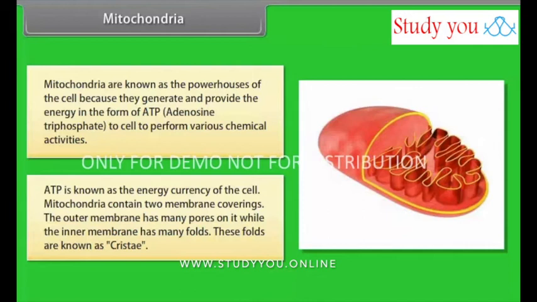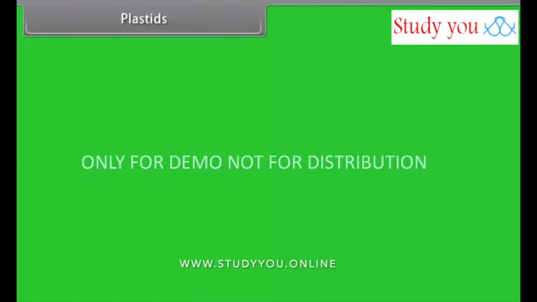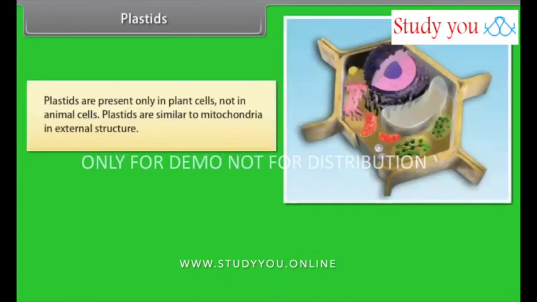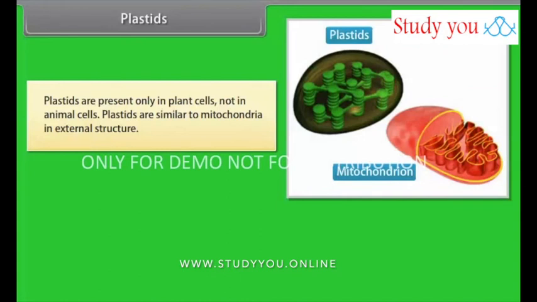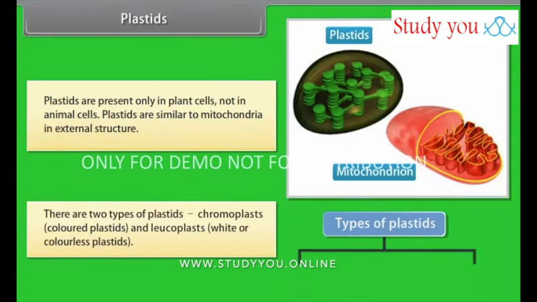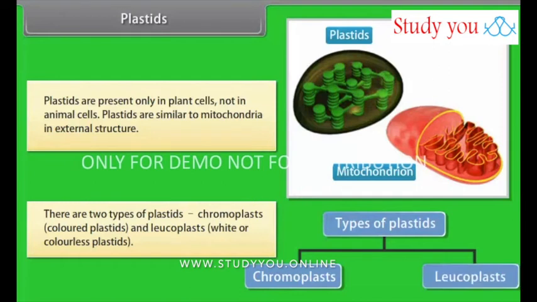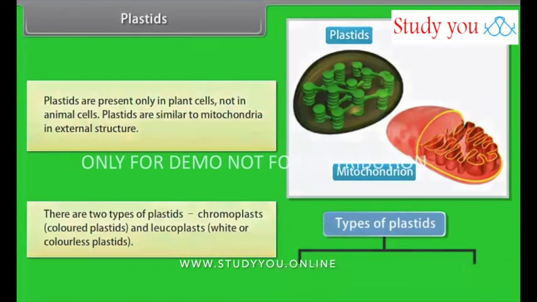Mitochondria contain two membrane coverings. The outer membrane has many pores on it, while the inner membrane has many folds. These folds are known as cristae. Plastids. Plastids are present only in plant cells, not in animal cells. Plastids are similar to mitochondria in external structure. There are two types of plastids: chromoplasts, colored plastids, and leucoplasts, white or colorless plastids.